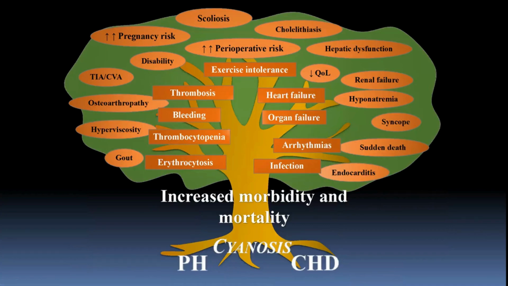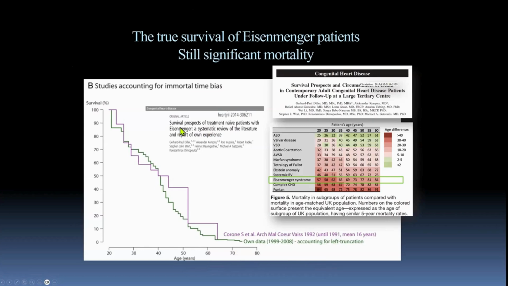Now, this is a tree that I created many years ago to remind ourselves that in Eisenmenger syndrome, you have a combination of cyanosis, pulmonary hypertension, and congenital heart disease, which gives you loads and loads of potential complications: from exercise intolerance, hematological issues like erythrocytosis, which is welcome, of course, unless it's excessive, thrombocytopenia, predisposition to bleeding and thrombosis, heart failure and multi-organ failure because of cyanosis and low cardiac output, and arrhythmias, and of course prone to infection with complications. And you need to be aware of all these complications if you're looking after these patients.